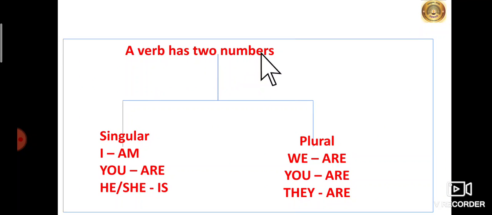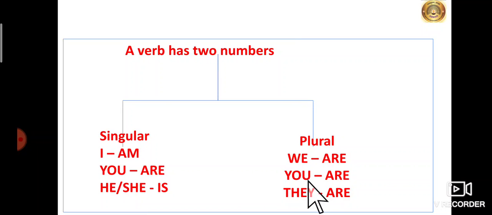Then a verb has two numbers. As you have already learned numbers in grammar, in class 2 and in class 3 as well, it is the singular form and plural form of the English language. So a verb has two numbers, singular forms and plural forms. In singular, it is I am, you are, he, she, and is. In the plural, I becomes we, am becomes are, you remains you, and are.